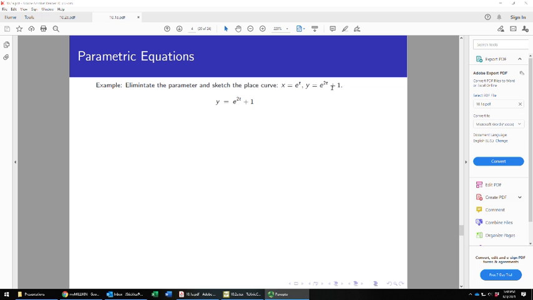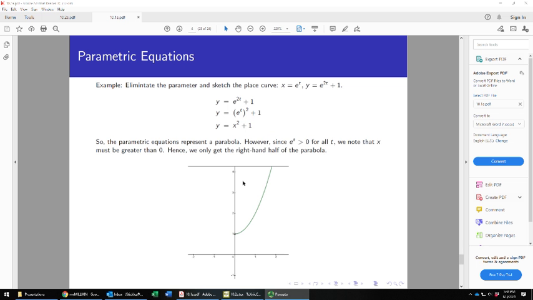So let's start with the y equation. Notice here I've got 2 times t in my exponent. So I can rewrite that as e to the t quantity squared. And now I notice that x is equal to e to the t, so I can just replace all of that e to the t with x and get y equals x squared plus 1. So this is an equation of a parabola.